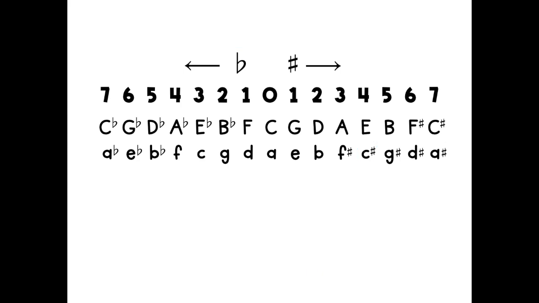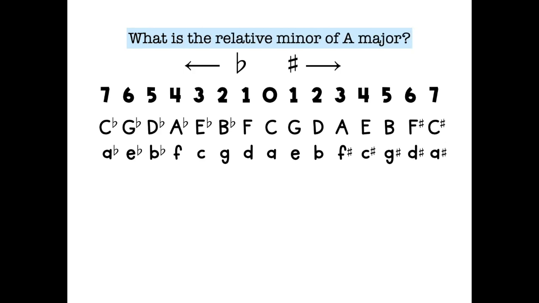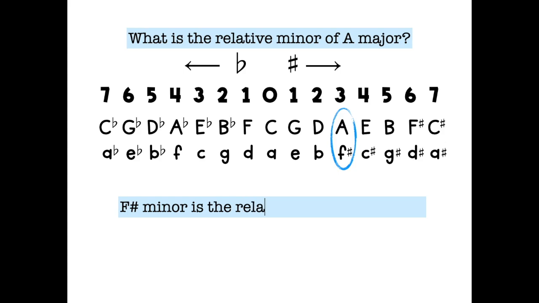Now here's some lingo about major and minor key signatures. What is the relative minor of A major? And what that means is, which minor key has the same key signature, is related to A major. So let's find A major in the chart. Here it is. So we're looking for which minor key links to A major. And the answer is F sharp minor is the relative minor of A major.